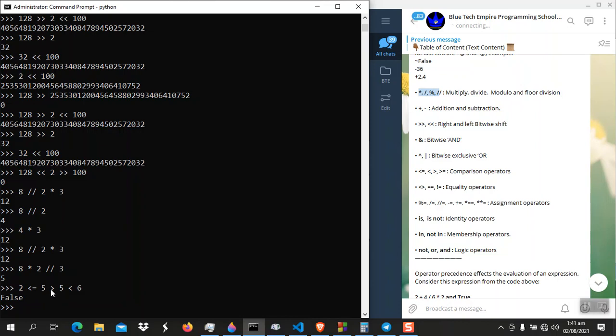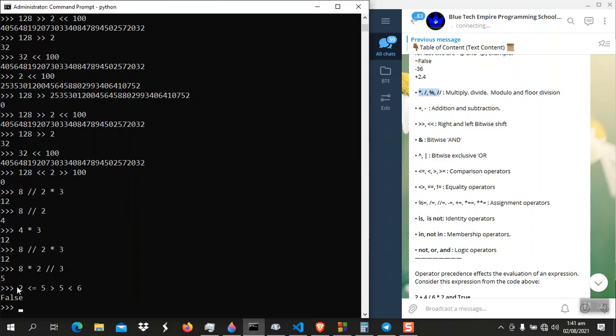2 less than or equals to 5. Let's see. Looks like this one is from right to left. Let's check. Is 5 less than 6? Yes. So we have true here. Is 5 greater than true? Yes. Is 2 less than or equals to true? No, 2 is greater than true because true is equal to 1. So as you can see, in this case, it's from right to left.